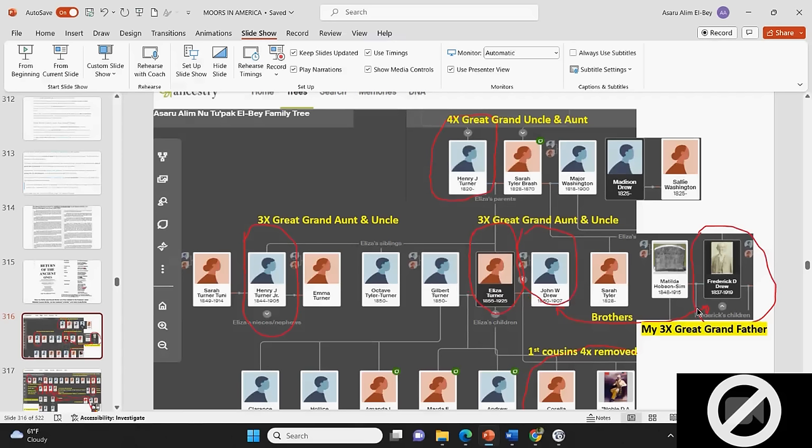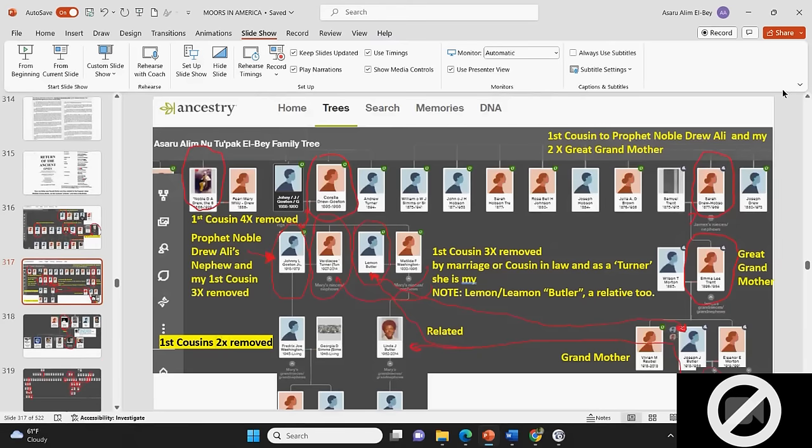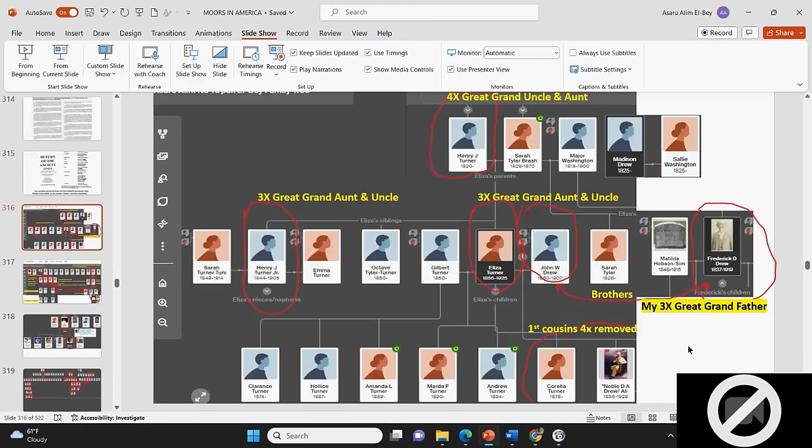My biological great-grandfather is Frederick D. Drew, who is the brother to John W. Drew, Eliza Turner, and who is their child, Prophet Noble Drew Ali, as the Empress stated. So once again, my three times great-grandfather is Frederick D. Drew, who's the brother to John W. Drew, who's the father of Noble Drew Ali.